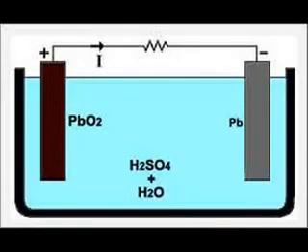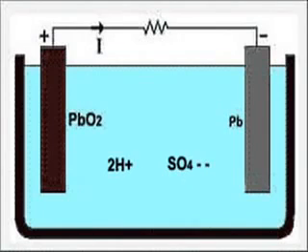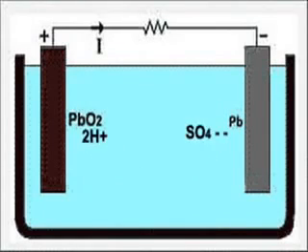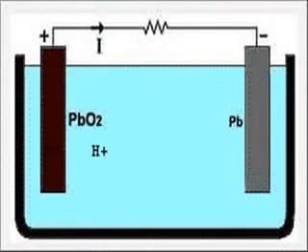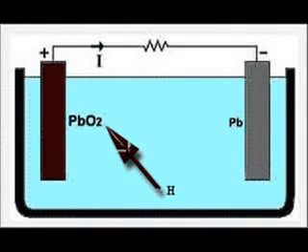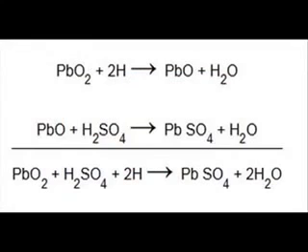In diluted sulfuric acid, the molecules of acid split into positive hydrogen ions and negative sulfate ions. When the hydrogen ions reach the lead peroxide plate, they receive electrons from it and become hydrogen atoms, which again attack lead peroxide and form lead oxide and water. This lead oxide reacts with sulfuric acid and forms lead sulfate and water.